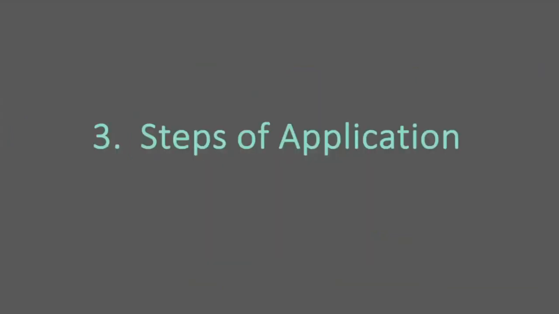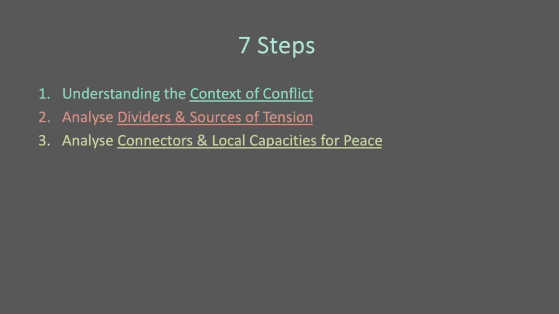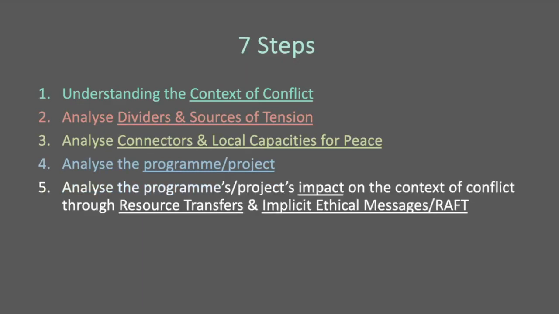I will take you through the steps of application once again. So there are 7 steps to implement the Do No Harm framework. The first is to understand the context of conflict, which we've done. Second step is to analyze the dividers and sources of tension, following those 5 categories I've provided you with earlier. Third is to analyze the connectors and the so-called local capacities of peace that are already existing in the society despite the conflict. Then we analyze and unpack our own project and program.